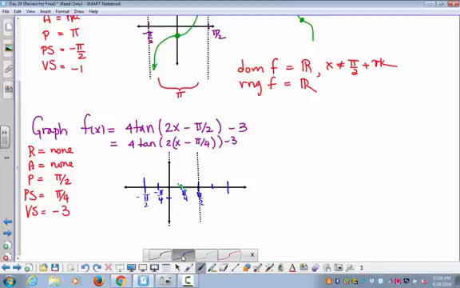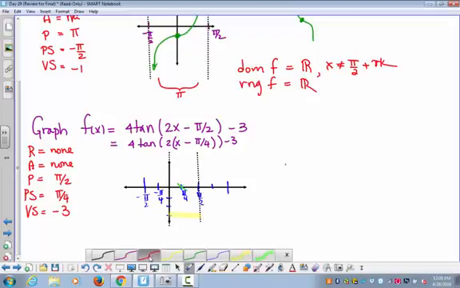And then our vertical shift is 3. So that allows us to put our center line right there. From 0 to pi over 2 is the period. Center line down at -3. And let's plop our shape over here.